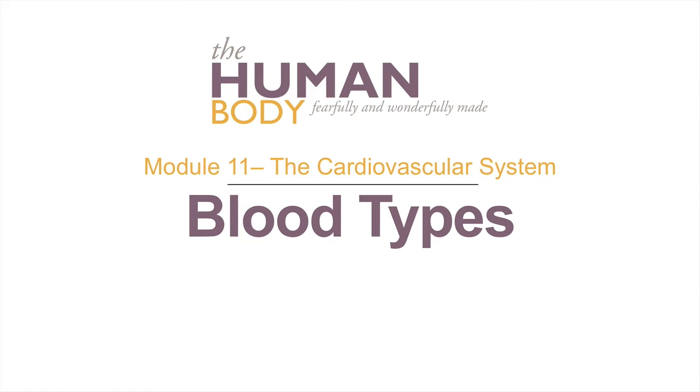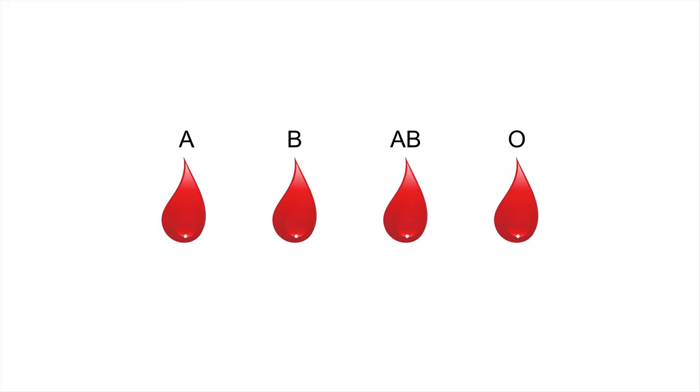Module 11, the cardiovascular system. Blood types. If you've ever been with someone who donated blood, you likely learned about their blood type. That's because humans have one of 4 blood types: A, B, AB, and O.